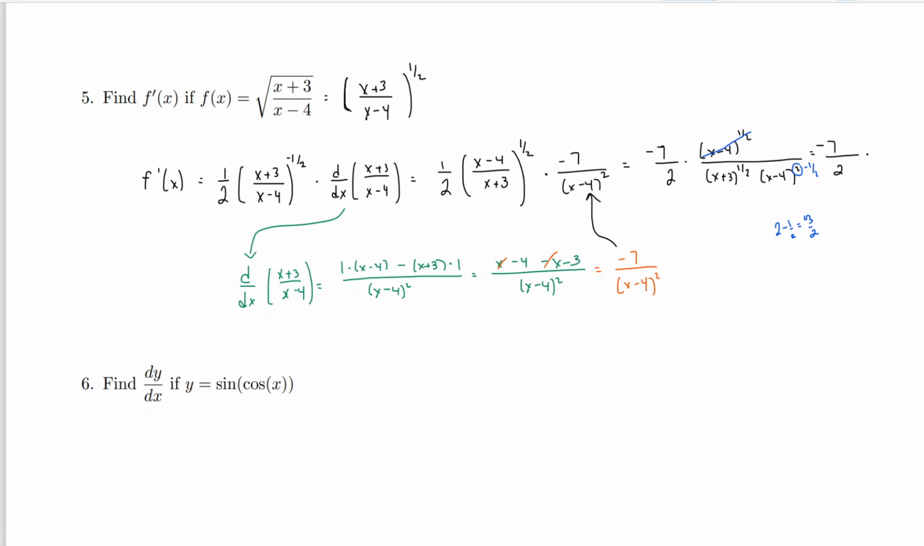And what are we left with then? Well, we are left with 1 on the top here. And on the bottom, we still have the x plus 3 to the 1/2. And then we have x minus 4. And we just figured that exponent simplifies when it cancels out with that to the 3/2. And then we might also go one more step and just multiply these fractions. So you get negative 7 on the top and 2 times x plus 3 to the 1/2 times x minus 4 to the 3/2.